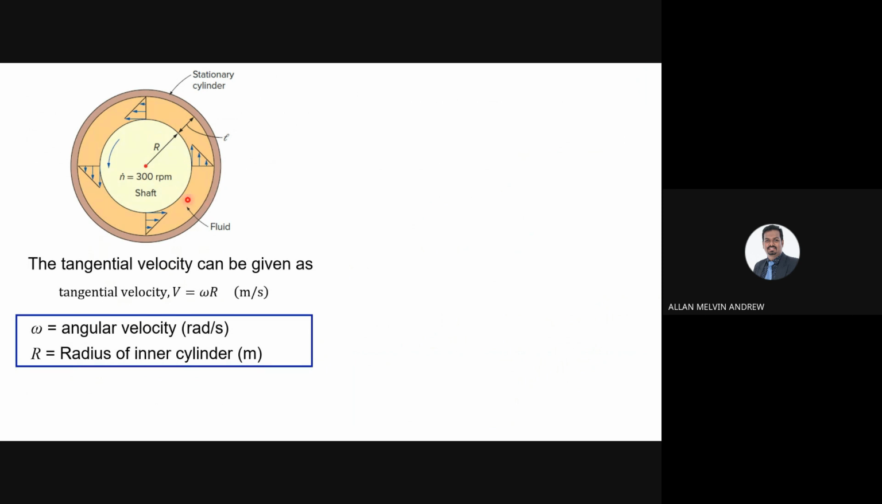Okay, as it is moving, it will create a tangential velocity. The tangential velocity formula is V equals omega r, where omega is the angular velocity and r is the radius.